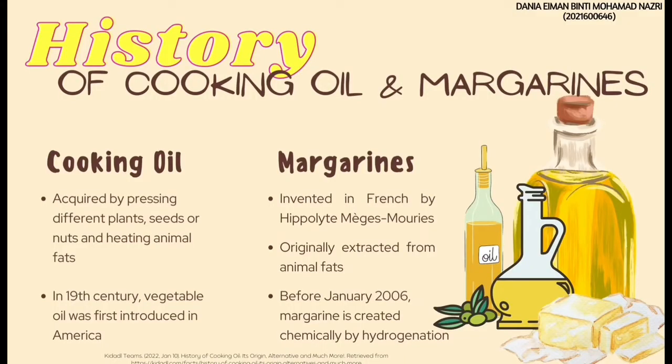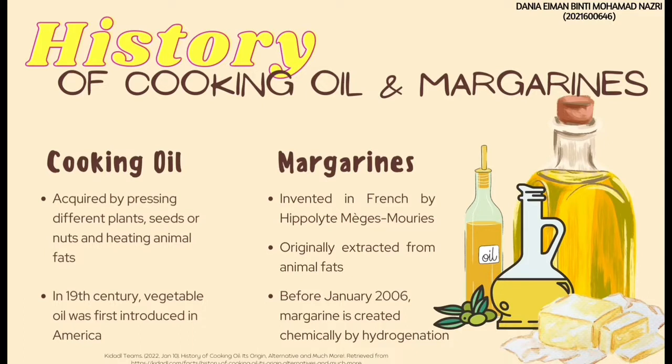of cooking oil and margarines. Cooking oil processing began thousands of years ago when people learned to use fire. It is acquired by pressing different plants, seeds, or nuts and heating animal fats. In the 19th century, the first vegetable oil to be introduced in America by the Southern Europeans was olive oil, while the first oil to be produced in China and Japan as early as 3000 BC was soybean oil.